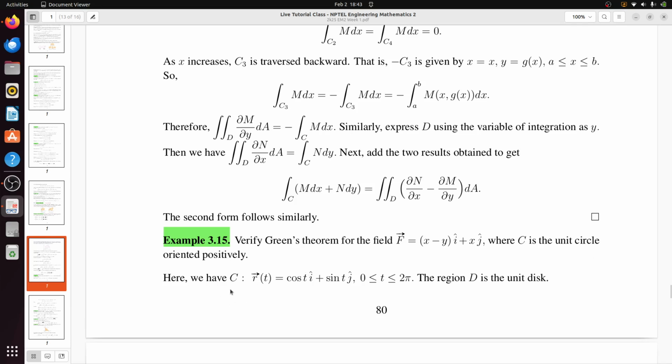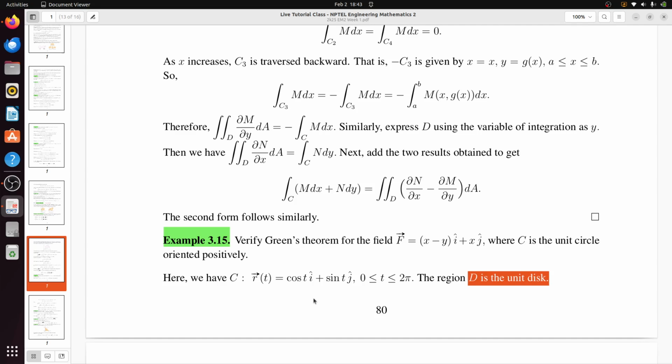So here you have C: r(t) = cos t i cap plus sin t j cap, 0 ≤ t ≤ 2π. So the region D is nothing but the unit disk. So do you remember?